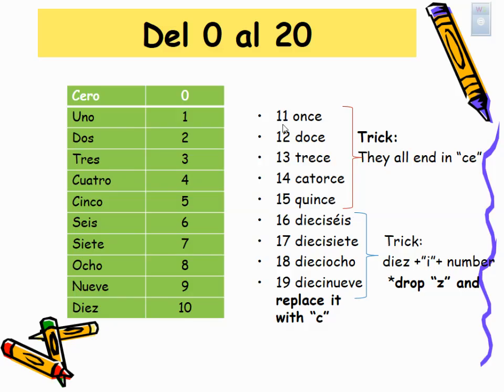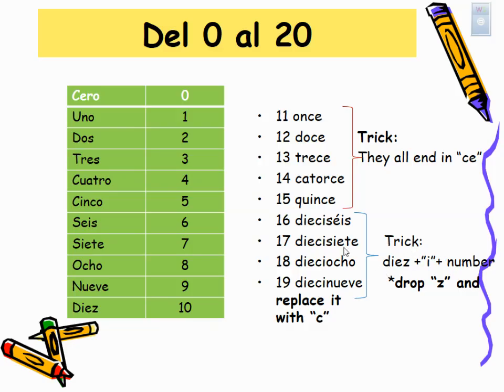So from numbers 11 to 15, I have a little trick here. What you need to notice is that they all end with C-E. 11, 12, 13, 14, 15. From numbers 16 to 19, they all start with diez, right? You see the diez.